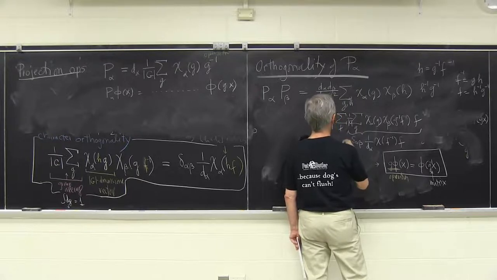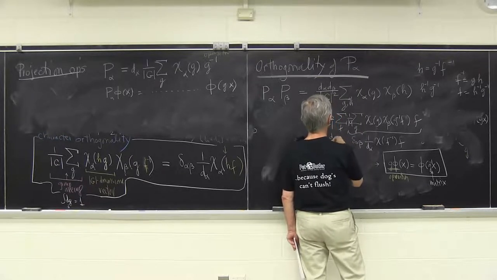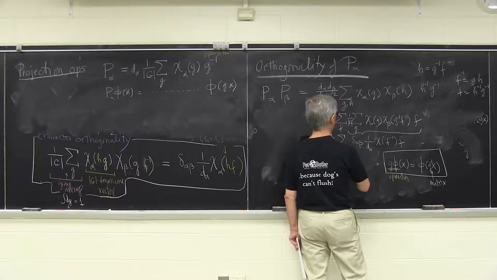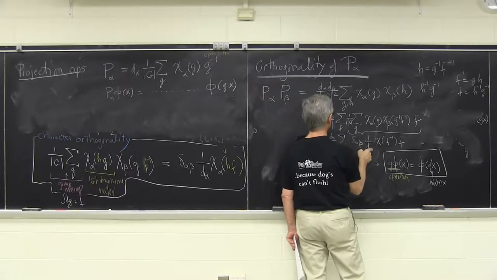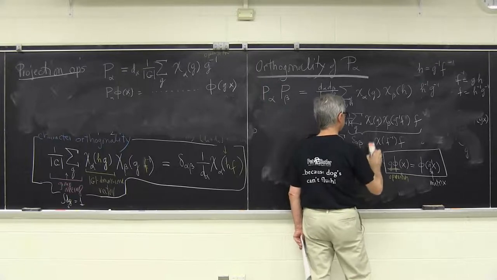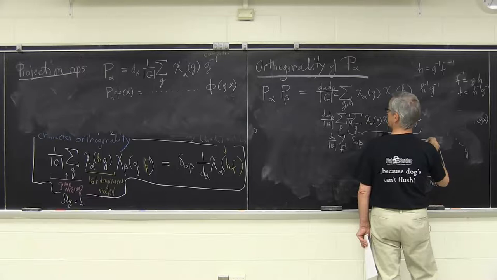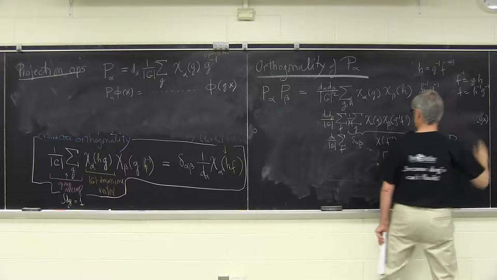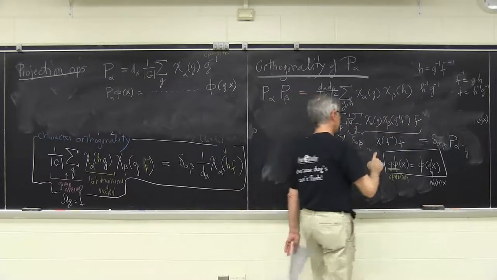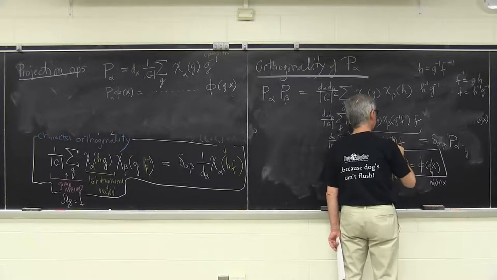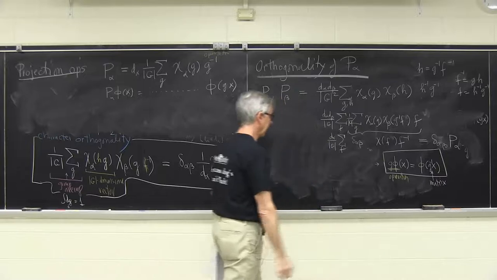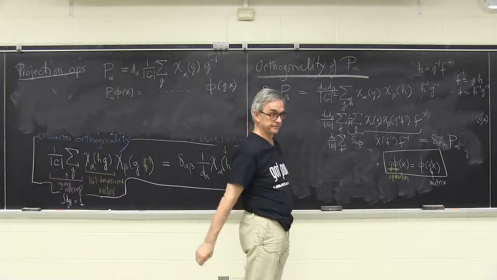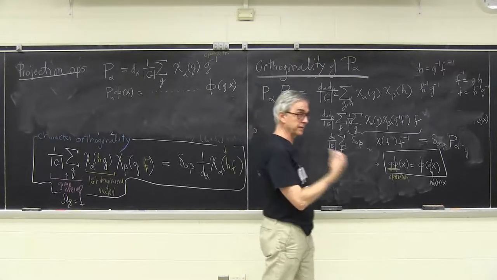So now we have delta alpha, g from here, sum of the f's, and there was a delta beta, this guy cancels. So we get delta alpha beta p alpha. And again, I'm summing over all of them, so I can replace this by inverse. And I get the projection operator back. So this projection operator is orthogonal. And they're orthonormal, correctly normalized, because if I square them, I get the projection operator back.